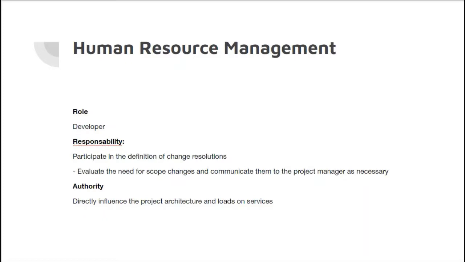The next role is the developer role. His responsibilities are to participate in the definition of the change resolutions, evaluate the need for scope changes, and communicate them to the project manager as necessary. And the authority is to directly influence the project architecture and loads on services.